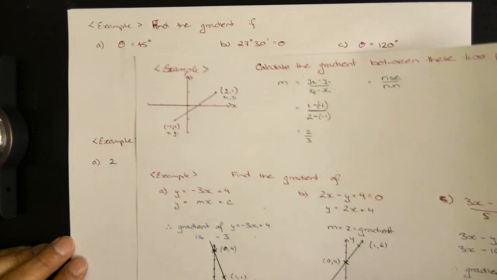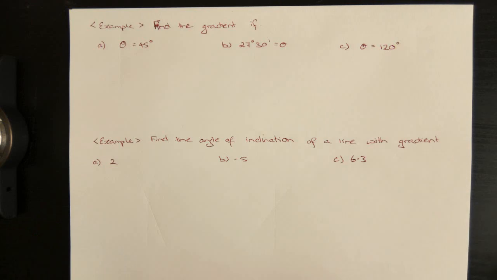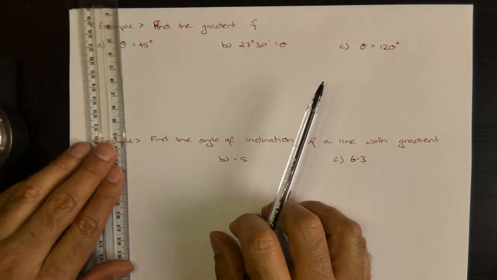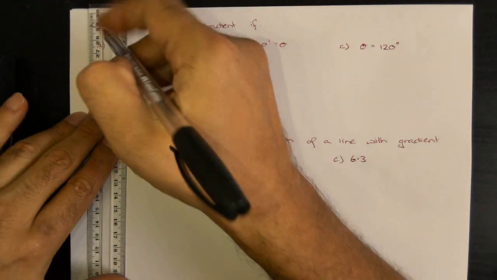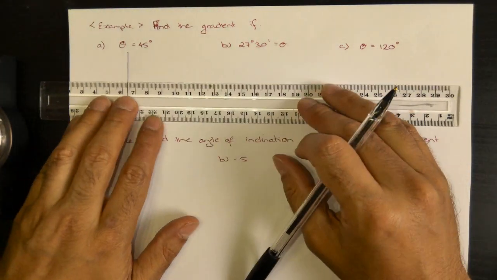Now, another way of doing it is using trigonometry. What I'm going to do is draw my Cartesian plane, something like that.